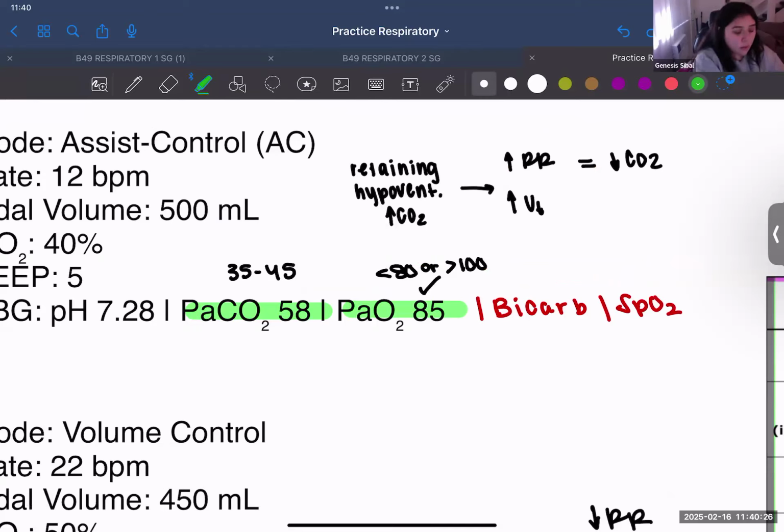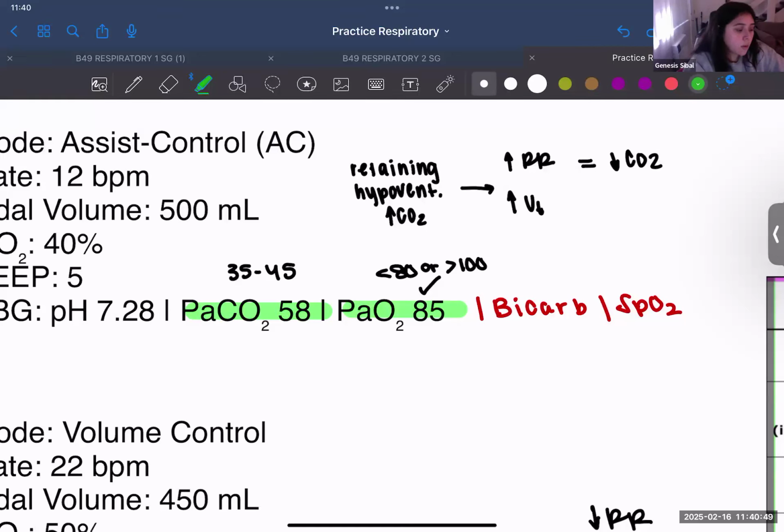So normal range is 35 to 45. Obviously with the PaCO2, sorry, it is high. It's at 58. PaO2, if it's below 80, that's abnormal. So it should be within 80 to 100. If it's above 100, that means they're over oxygenated. But this one's 85, so I feel good about that. Don't need to look at the bicarb. Don't need to look at the other values for that.